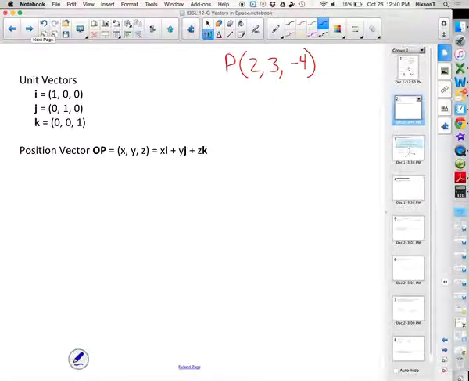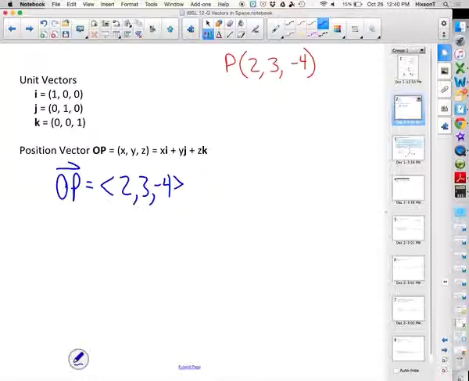So in this case, obviously we could write vector OP, if this is point P, 2, 3, negative 4, we could write it as 2, 3, negative 4, or we could also write it as 2i plus 3j minus 4k. Alright?